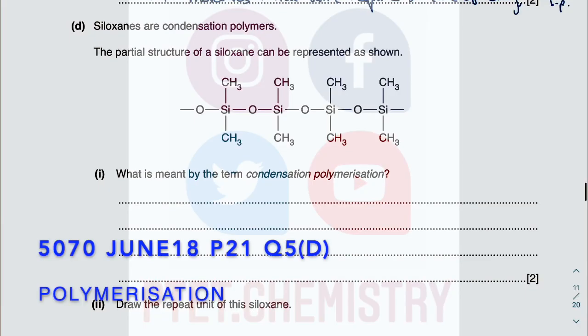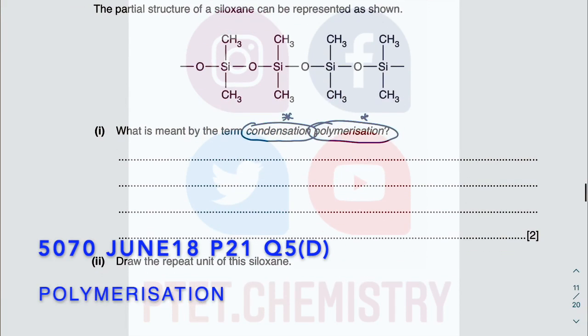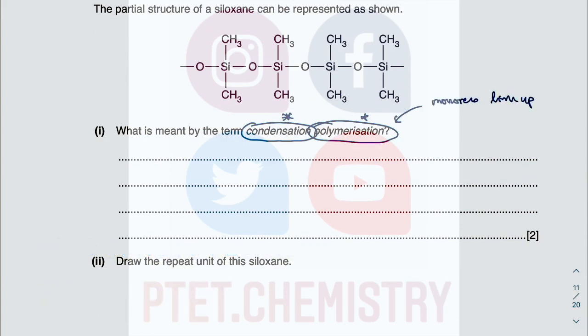Oh, now they want you to define condensation polymerization. So there are 2 parts to it, okay? Condensation, polymerization. So what do you need to talk about? Polymerization is monomers link up or join together, okay? So that is polymerization. But what does the condensation mean?